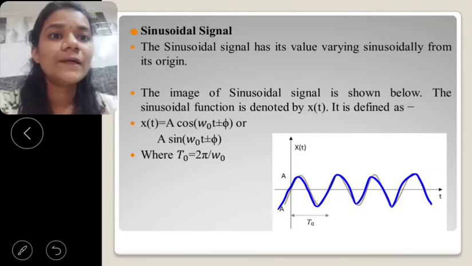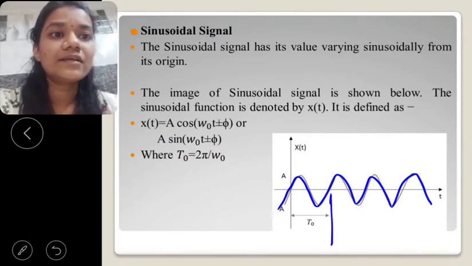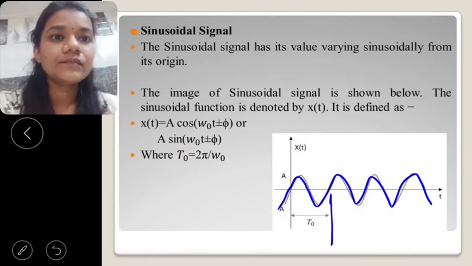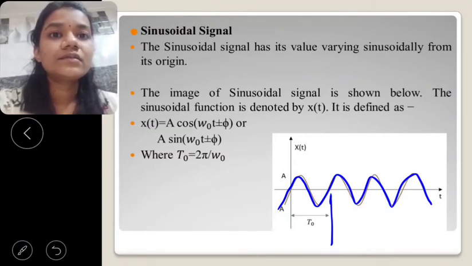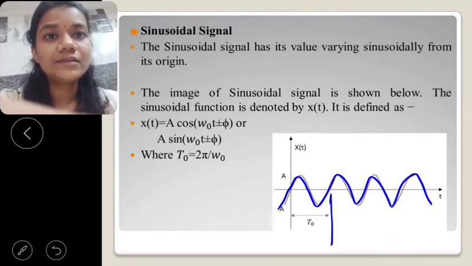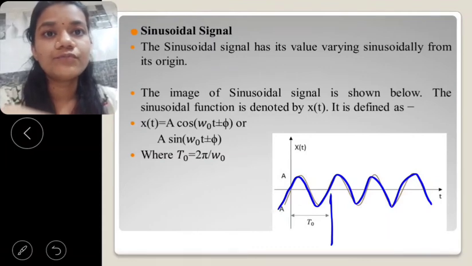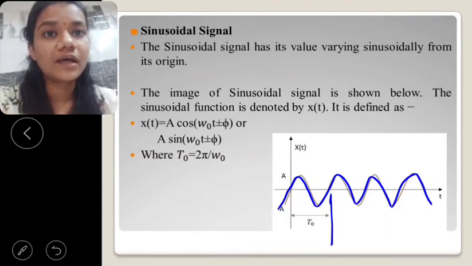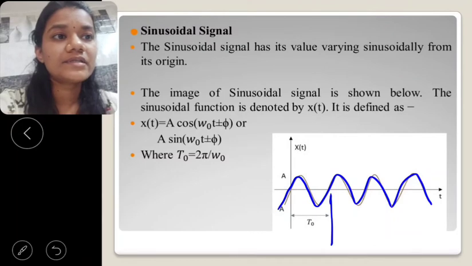So T0 is nothing but your one cycle period, okay, and T0 is given by T0 equal to 2π by ω0. So it is related to your frequency, and from this frequency we have to calculate our time period. So it is nothing but a sinusoidal signal.